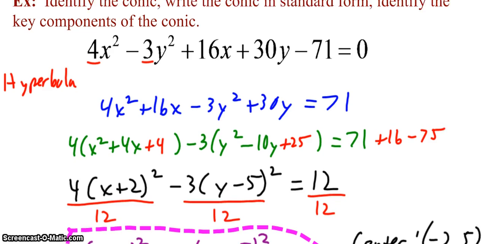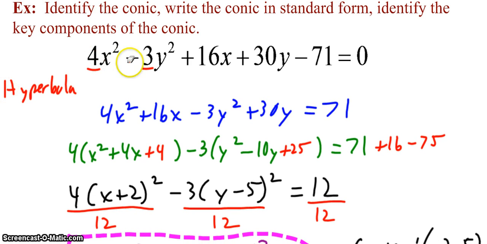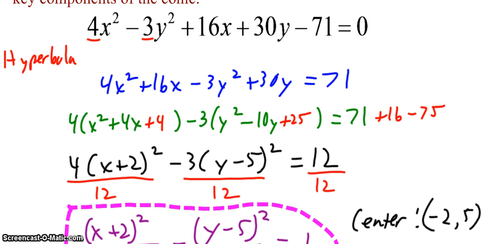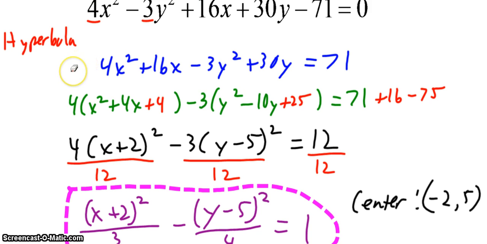If you're confused on where I came up with this, okay, first thing we did was we identified that this is a hyperbola because the a and the b have different signs. Alright, so then we group the x's and y's. This step. Factor out the leading coefficient in the x, which was 4, factor out the leading coefficient in the y, which was negative 3. So this became x squared plus 4x. Half of 4 is 2, 2 squared is 4. So I added 4 here. 4 times 4 is 16.